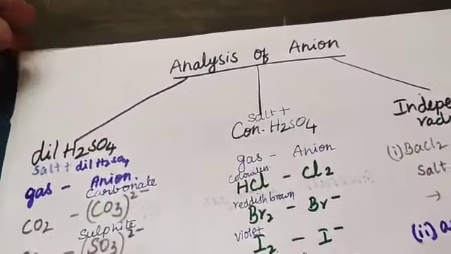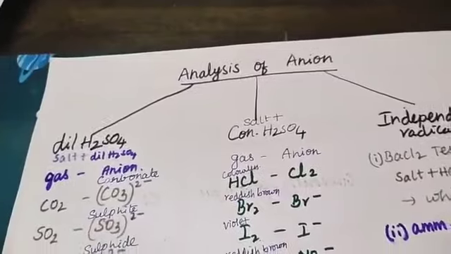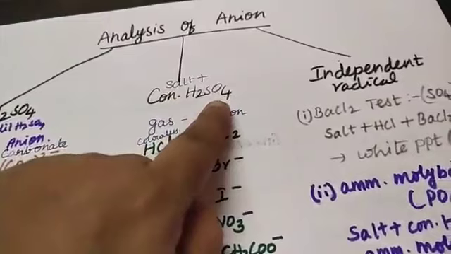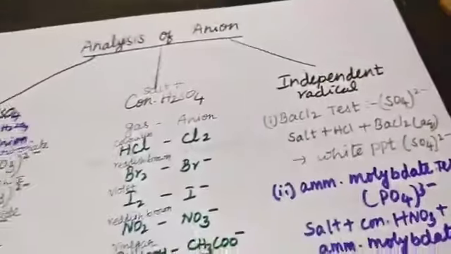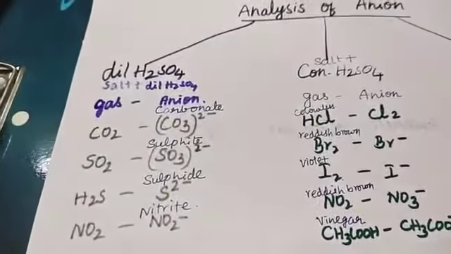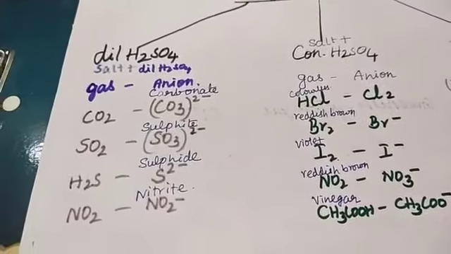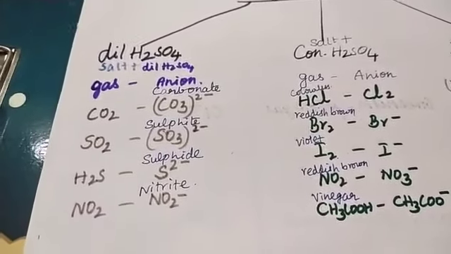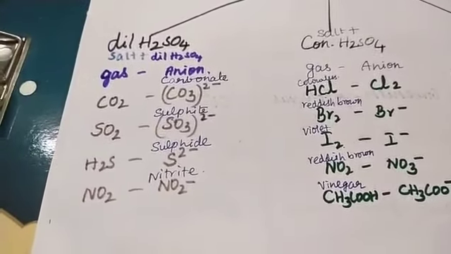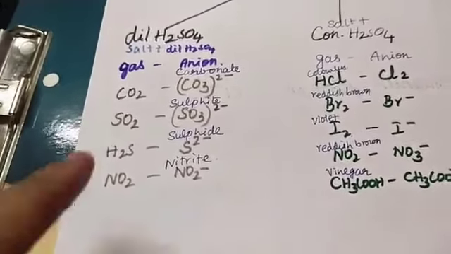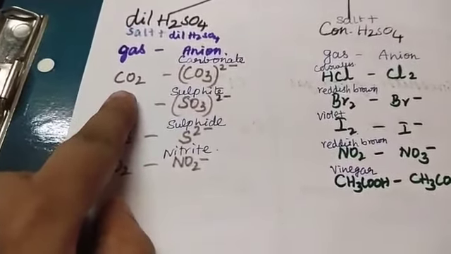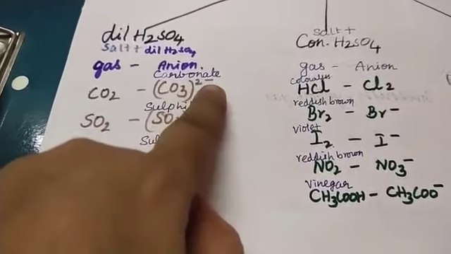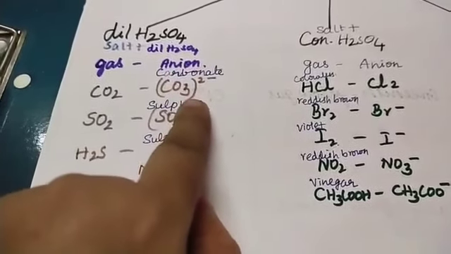Now the next is analysis of anion. Anions are classified into three groups. One is the dilute H2SO4 group, another is the concentrated H2SO4 group, and the next is independent radicals. In the dilute H2SO4 group, you take the salt and add dilute H2SO4, and you will get any one of these characteristic changes. If you are getting colorless, odorless gas, that means carbon dioxide gas is evolved, then the anion present is carbonate ion, CO3 2 minus.